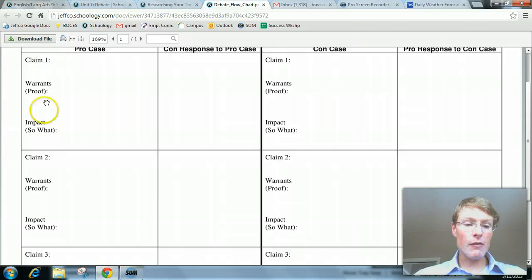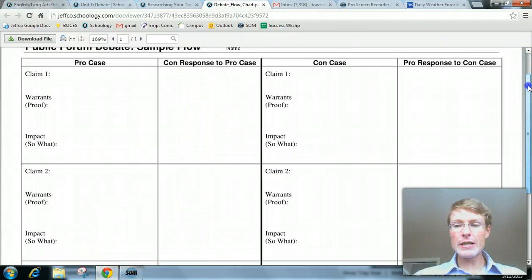I mean, really, you have one, two, three of them for each side of the issue. And I would say later on, those would almost make up the three body paragraphs, if you will, of a five-paragraph essay.